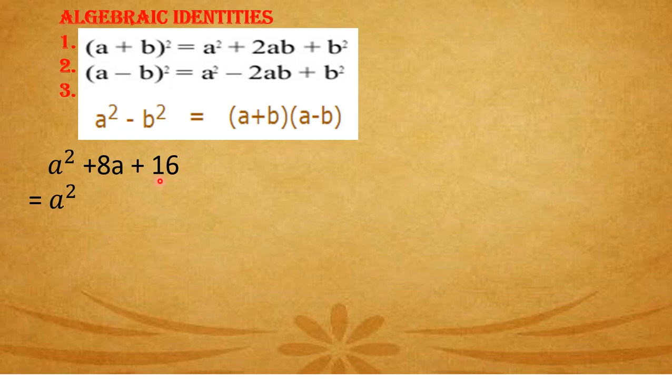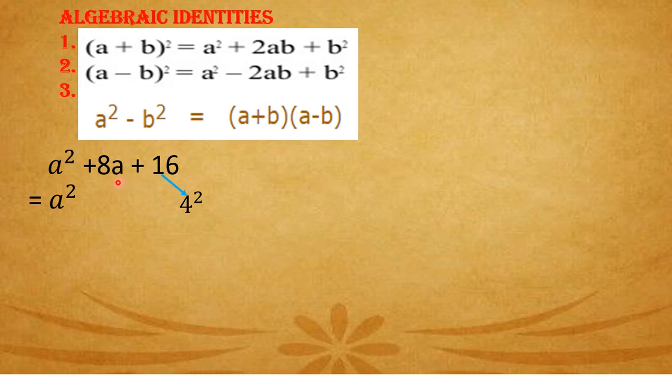Let us observe it. The constant term of the expression is 16, which can be represented as the square of a number. So whenever we can express the constant term of the given algebraic expression as the square of a number, there we can apply the algebraic identity. So 16 can be written as 4 square.